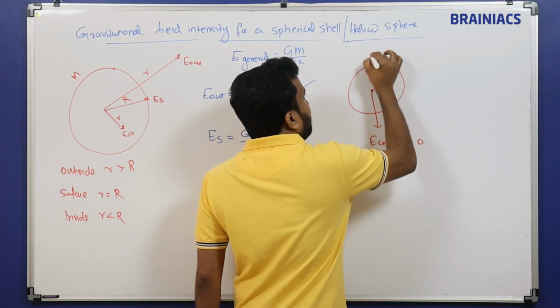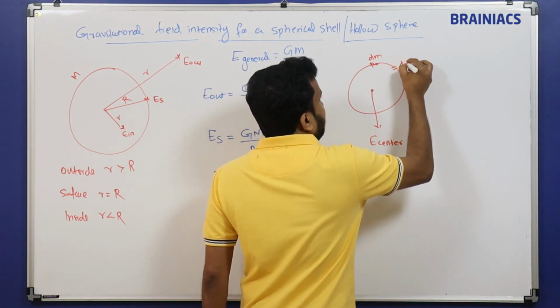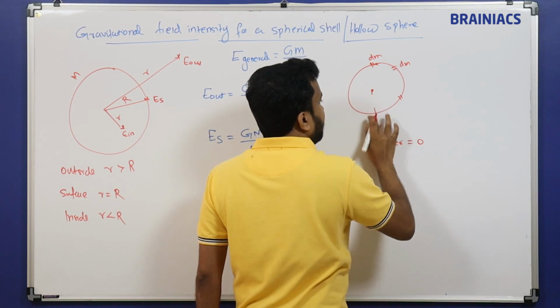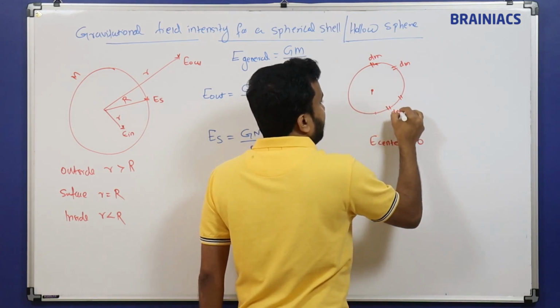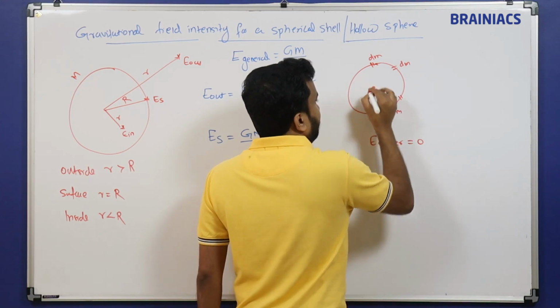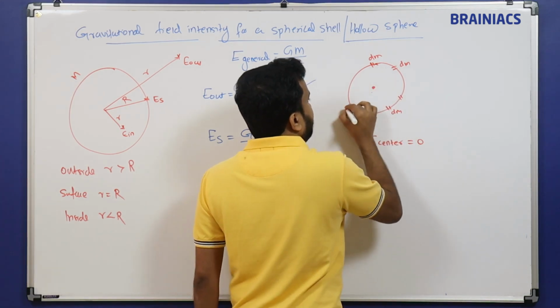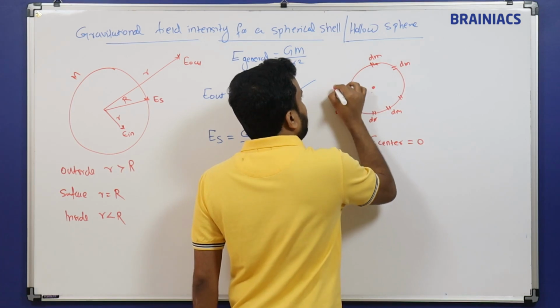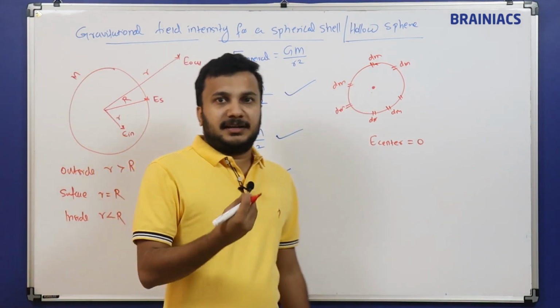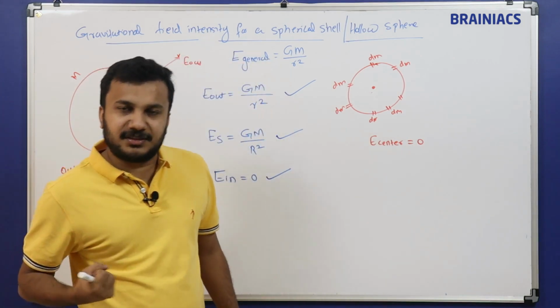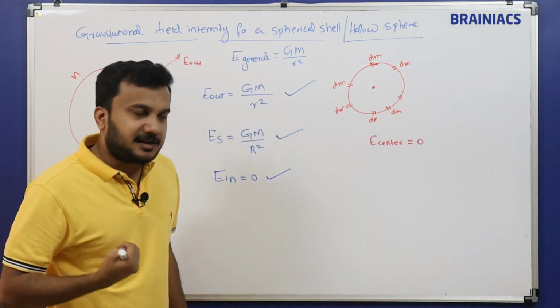Here I have a mass called dm. So I am removing this line. Here I have a mass called dm. Here also dm. Here also dm. So what you can say is, the gravitational field intensities are towards the center. It is that mass attracting towards the center.